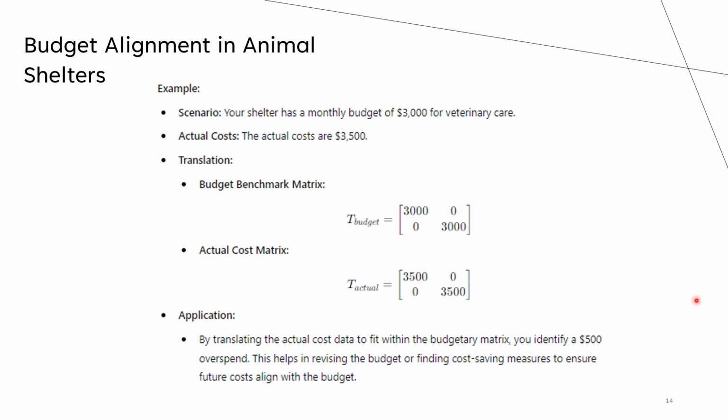So aligning actual costs with budgets is crucial. Suppose the shelter's monthly budget for veterinary care is $3,000, but actual costs are $3,500. By translating the actual cost data to fit within the budgetary matrix, we identify a $500 overspend. This helps in revising the budget or finding cost-saving measures to ensure future costs align with the budget.